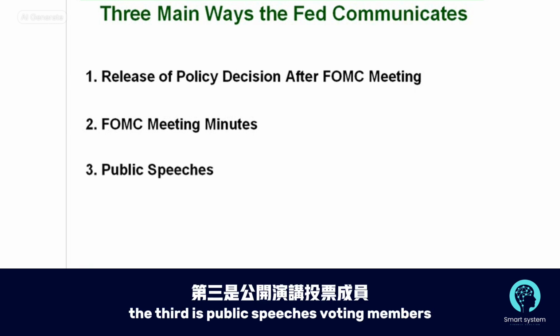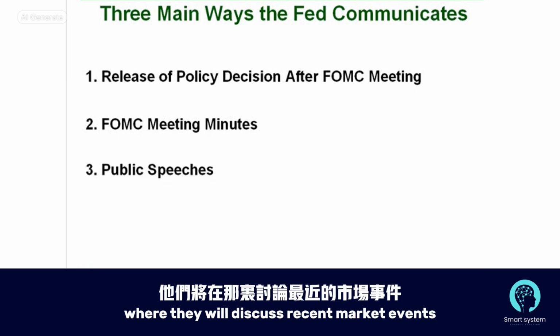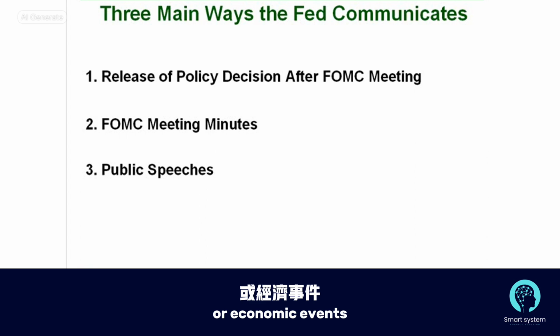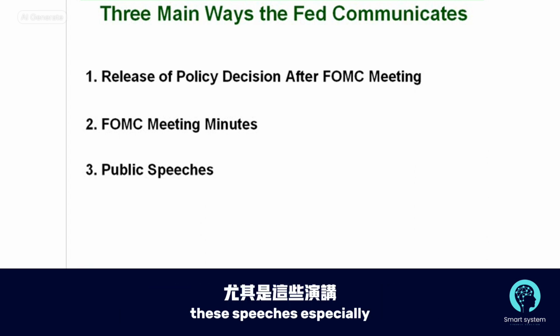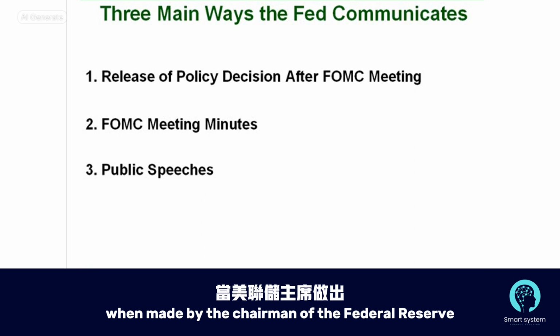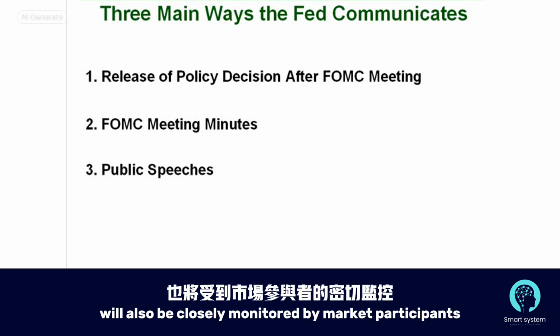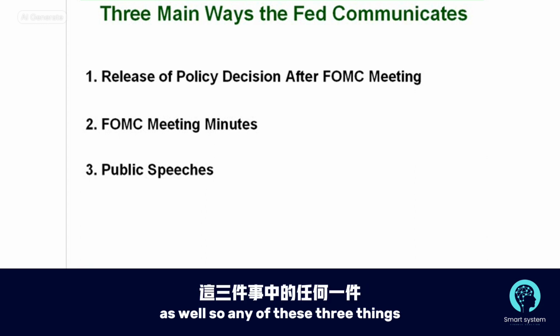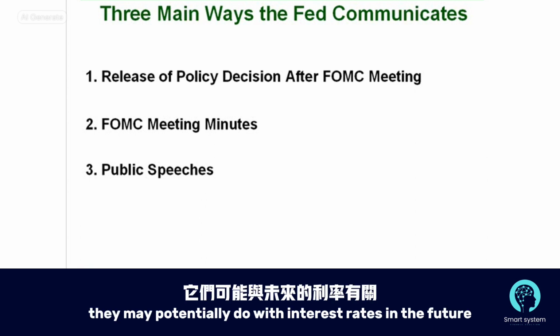The third is public speeches. Voting members of the FOMC will give speeches periodically, where they will discuss recent market events or economic events, and sometimes signal potential changes in their bias. These speeches, especially when made by the chairman of the Federal Reserve, who's the Fed's main voice, will also be closely monitored by market participants as well. So any of these three things, the Fed will use to signal what they may potentially do with interest rates in the future.